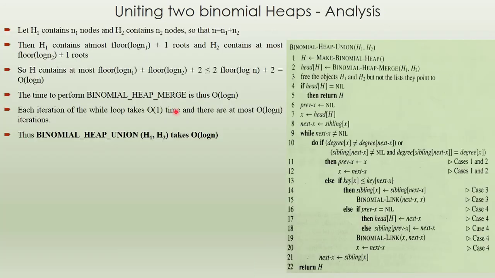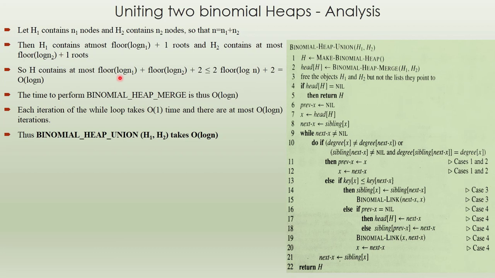Next is the analysis of binomial heap union. Just imagine h1 contains n1 nodes and h2 contains n2 nodes, so that n equals n1 plus n2. Then h1 contains at most floor of log n1 plus 1 roots, and h2 contains at most floor of log n2 plus 1 roots. So h contains at most floor of log n1 plus floor of log n2 plus 2. We are just adding these two. This will be the total number of elements in the root list. Anyway, it must be less than or equal to 2 floor log n plus 2.